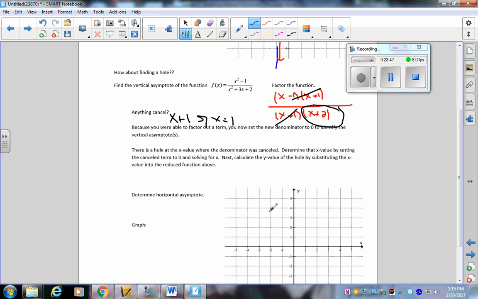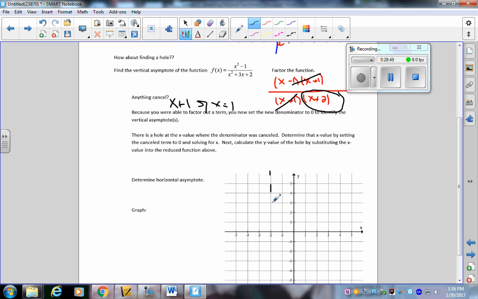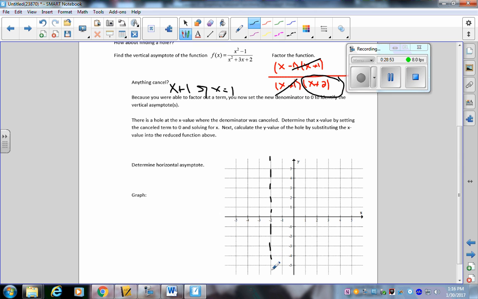So I'm going to have a vertical asymptote at -2, so let's dash that in. Dash, dash, dash, dash, dash, dash. Horizontal asymptote is going to be at, they're the same degree, so at 0.